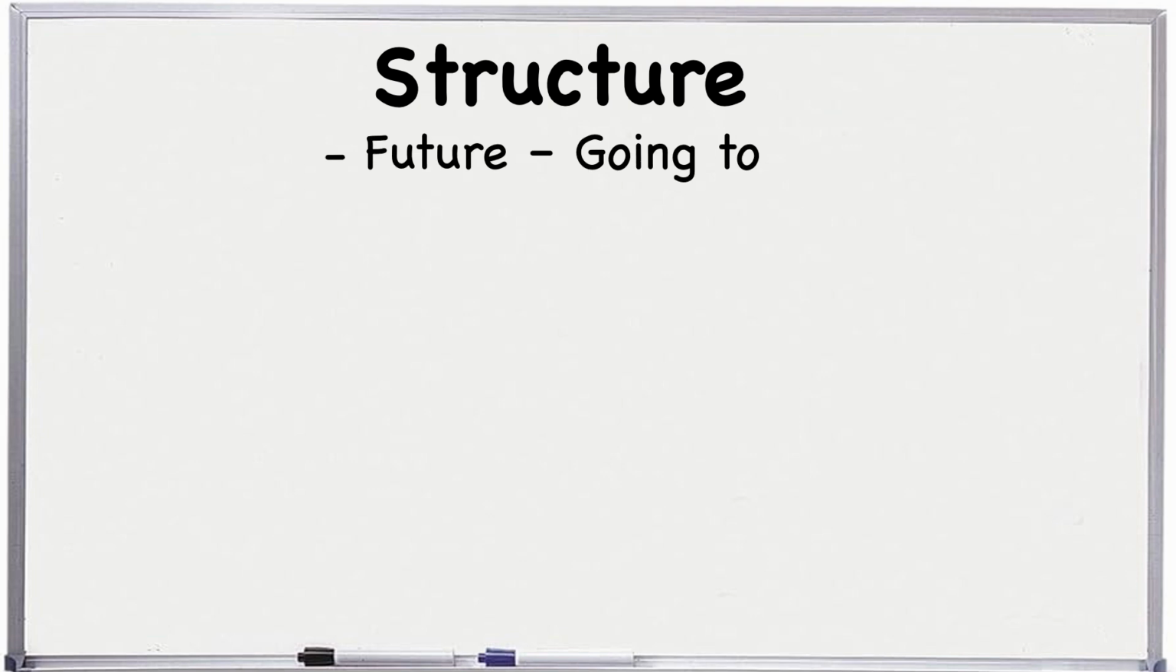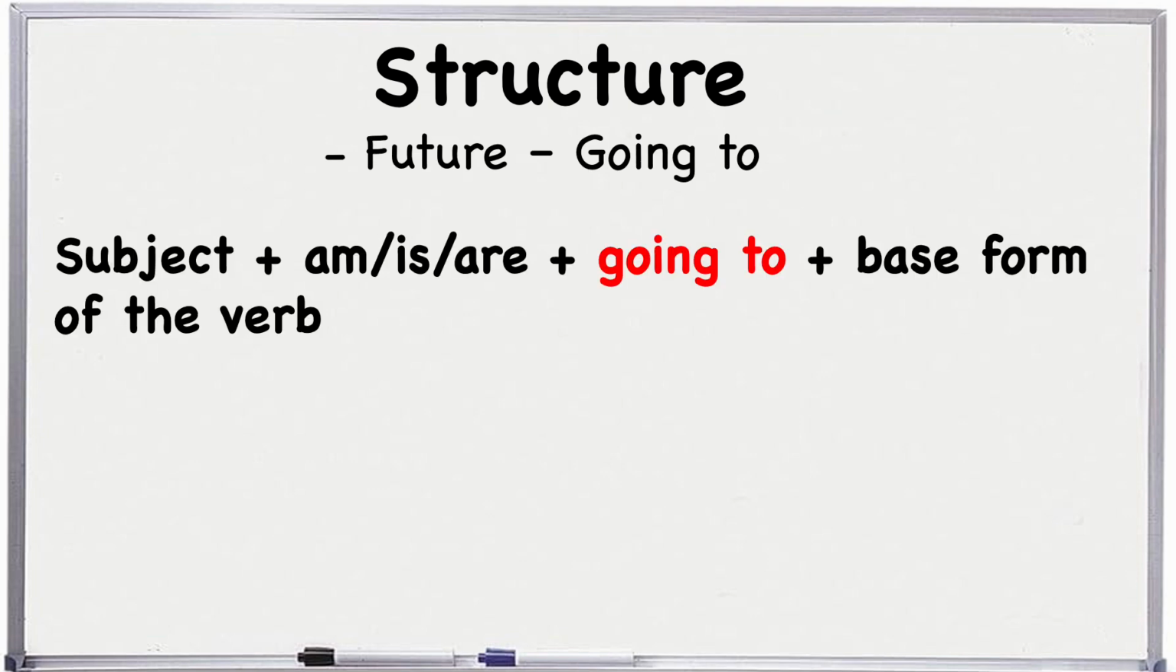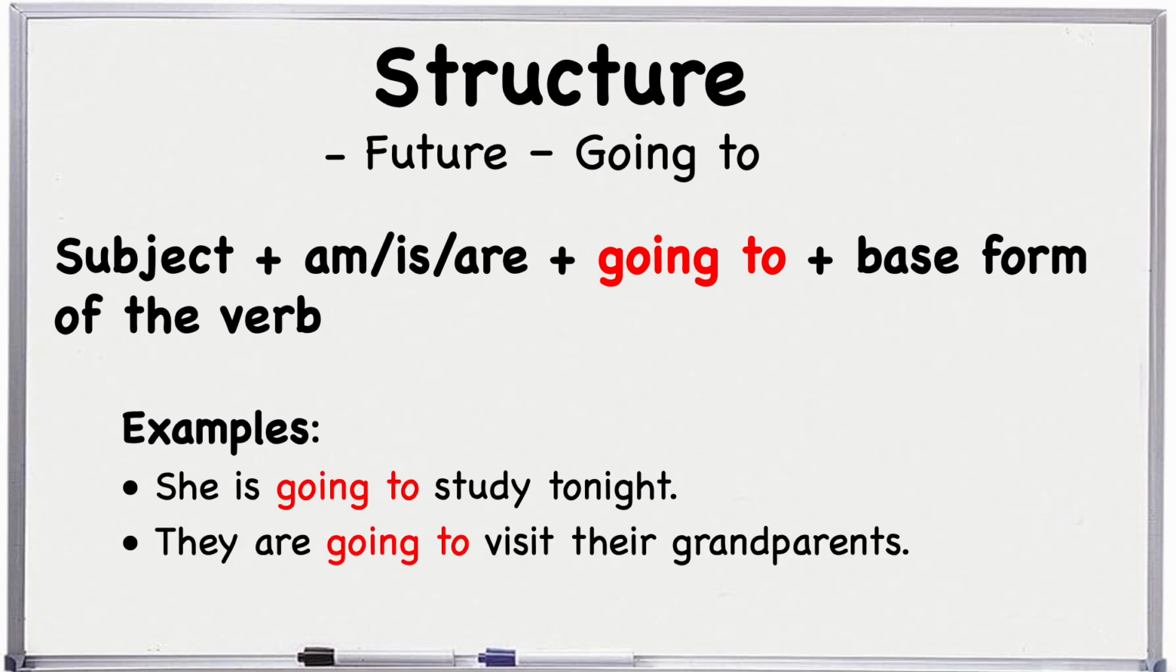So let's look at the structure of going to. The structure for forming sentences with going to is really quite simple. What you need is the subject plus the be verb am, is or are plus going to, which is of course the main thing that we're using for future tense, plus the base form of the verb. So for example, you can say I am going to study tonight. She is going to travel next month. They are going to meet us later.